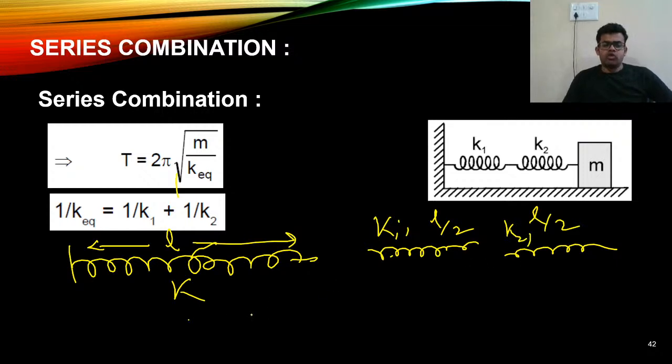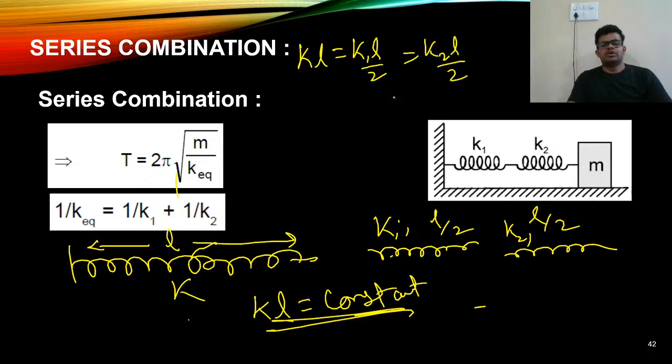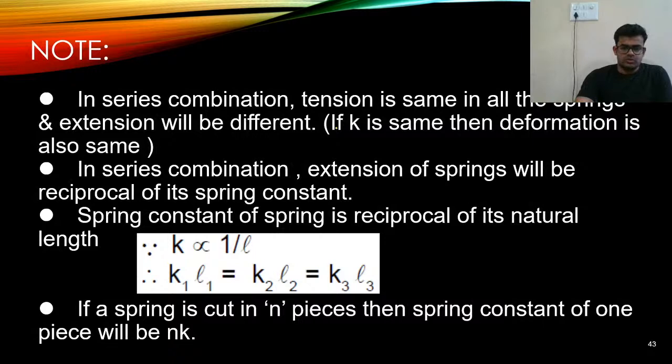So remember one thing. For any spring, K into L is always constant. That is, spring constant into length of the spring is always constant. So let us write the value. Initially K into L will be equal to K1 into L by 2, which will be equal to K2 into L by 2. What will be the value of K1? You can see L and L cancel. K1 is equal to 2K. What will be the value of K2? K2 is also 2K. That's all. So like that you can find the spring constant of each segment of the spring. So very simple concept. Remember this: for any spring, K into L is equal to constant.